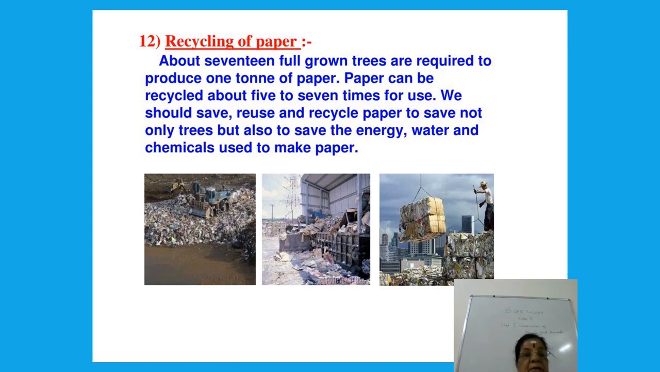So I repeat, about 17 full grown trees are required to produce 1 ton of paper. So paper can be recycled about 5 to 7 times for use. So we should save, reuse and recycle paper to save not only trees but also the energy, water and chemicals used to make paper.